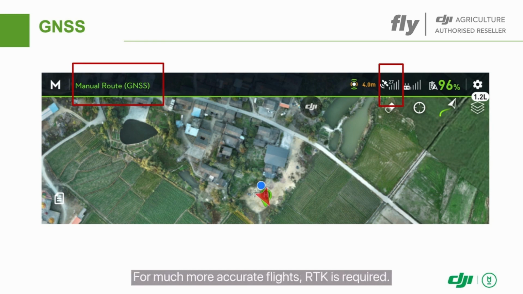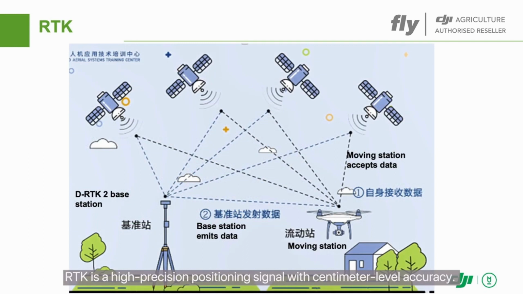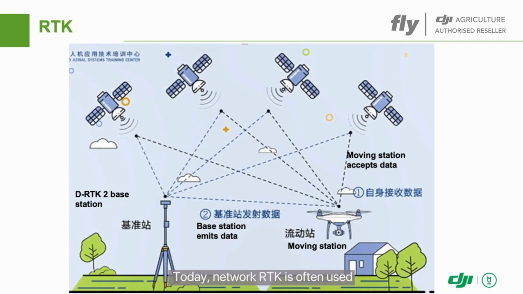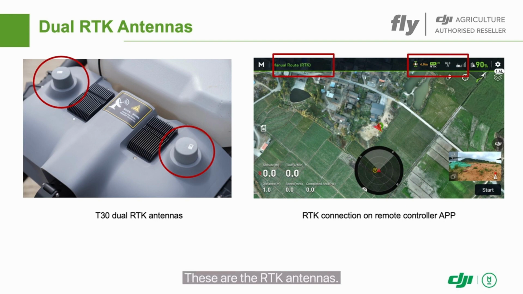For much more accurate flights, RTK is required. RTK is a high-precision positioning signal with centimeter-level accuracy. Today, network RTK is often used, and a cellular data connection is required for communication. You may have noticed the two mushroom-like shapes on the T-Series Agras drones. These are the RTK antennas.